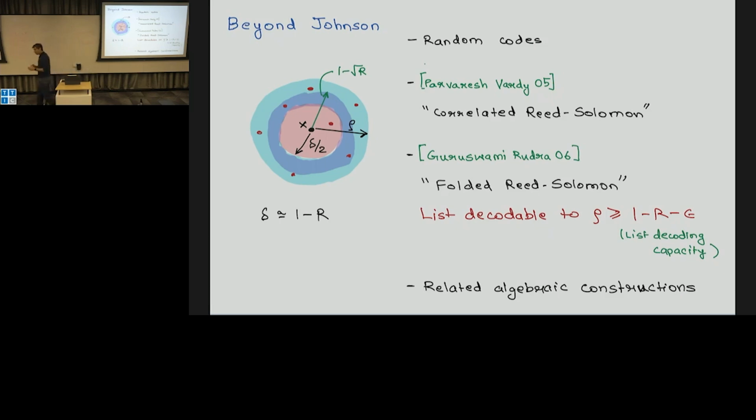And beyond this, much less is known. In fact, it took quite a few years to even show that there exist codes. Well, okay, there exist is a qualifier. You can always take random codes and they do very well. So you can show list sizes are bounded beyond. In fact, you can go all the way up to distance 1 minus r, but there's no hope of an algorithm for working with random codes.